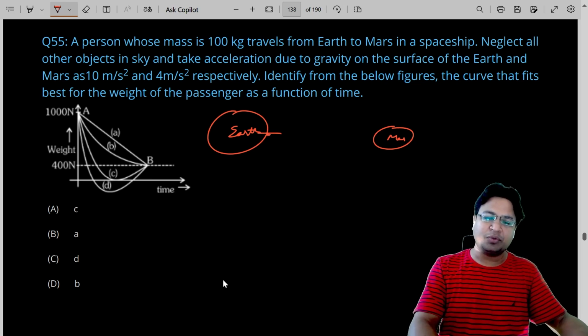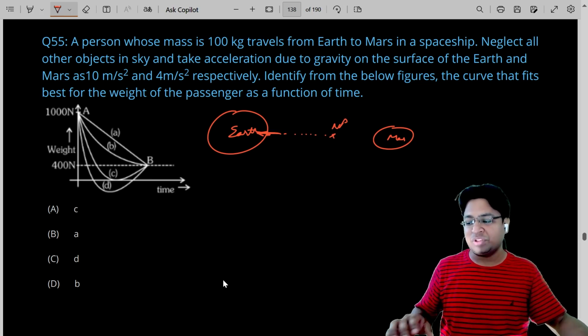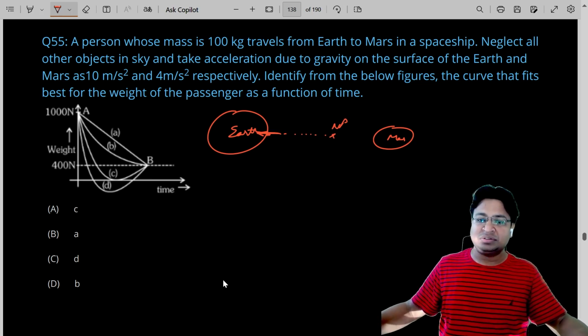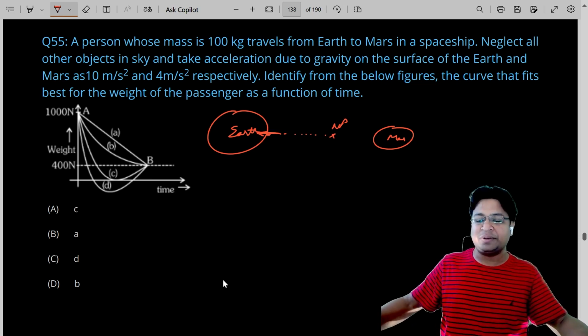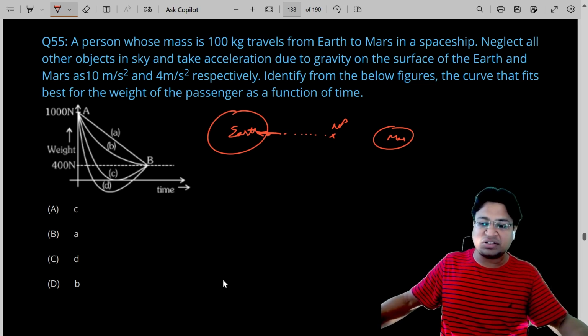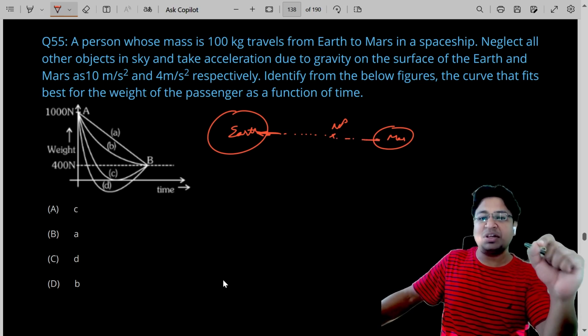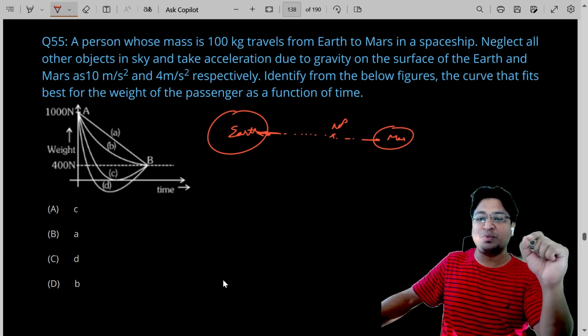Here you would be pulled towards Earth. As you move away from the Earth, there would be a point called the null point, where the gravitational field would be zero. Here you will feel weightlessness, and after that you will start getting pulled towards Mars. So there would be only one point, a solitary point, where you would experience weightlessness.